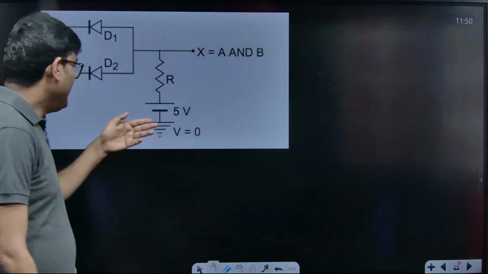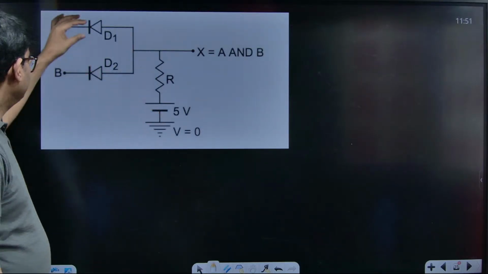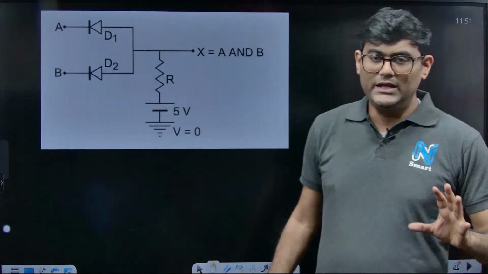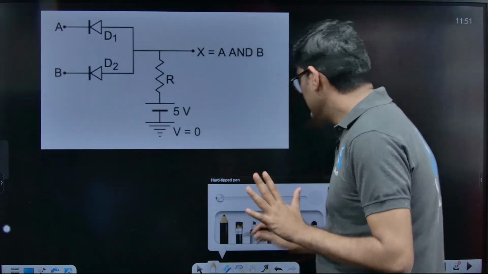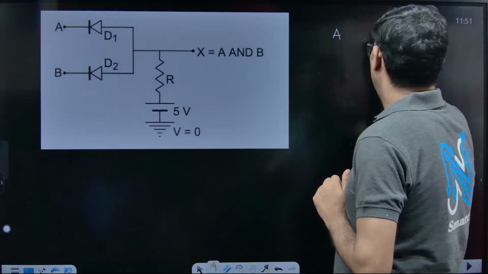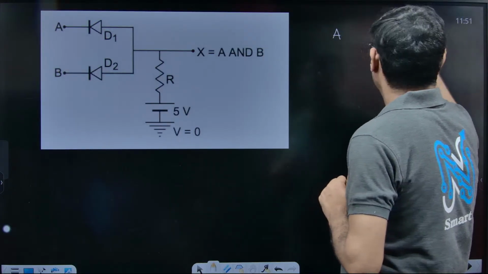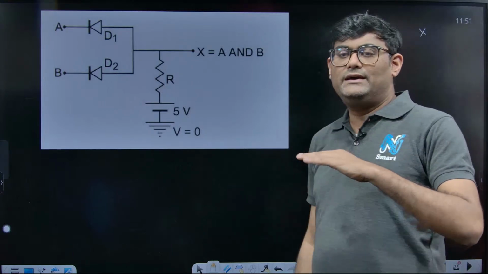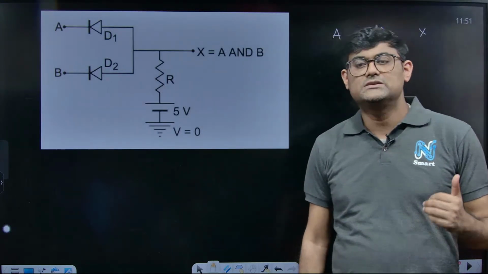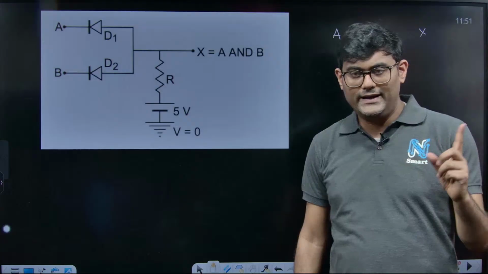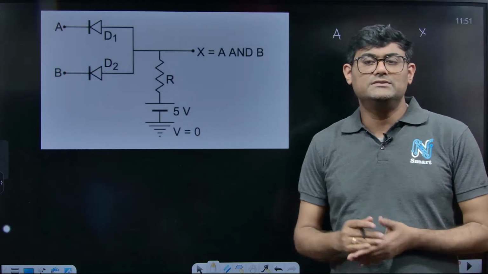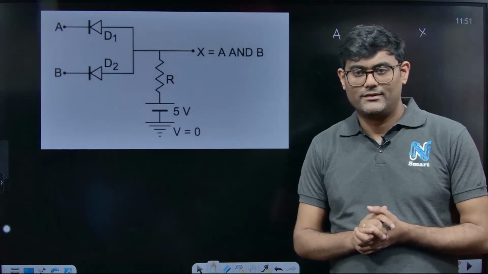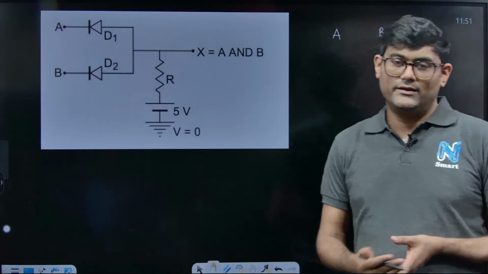So here I have applied a 5-volt battery here and these diodes D1 and D2 are connected. You can understand if any one of the voltage A, suppose I will mark the voltage A, voltage B and the voltage of X. When the voltage of X is high, that means 5 volt, I will mark it 1, right? High means 1, and when the voltage is low, means it is 0, I will mark it with 0. Okay, so let's try to understand, it will be fun.